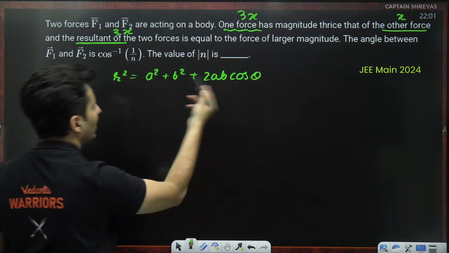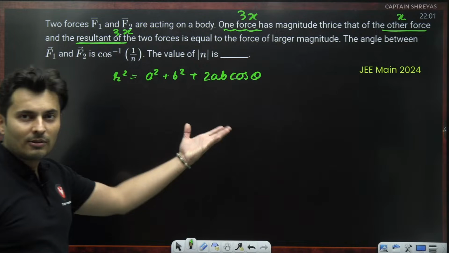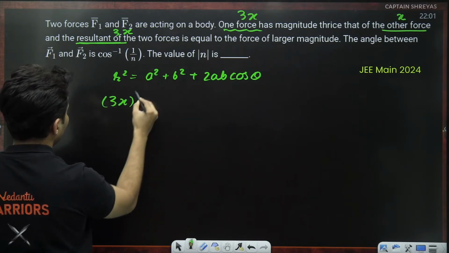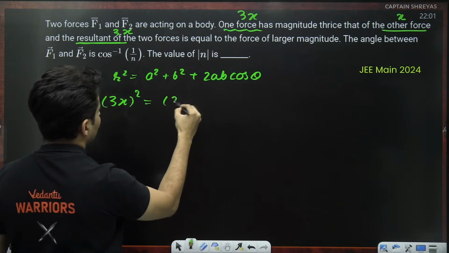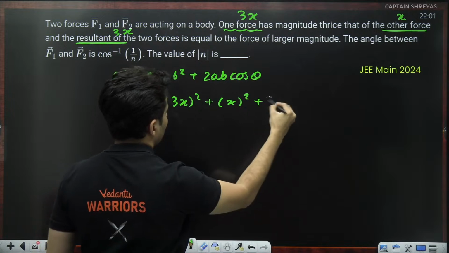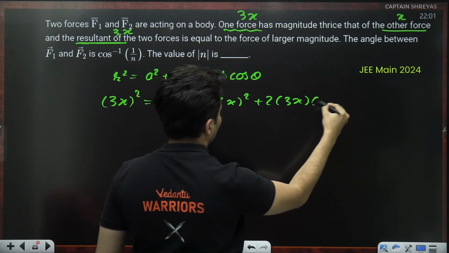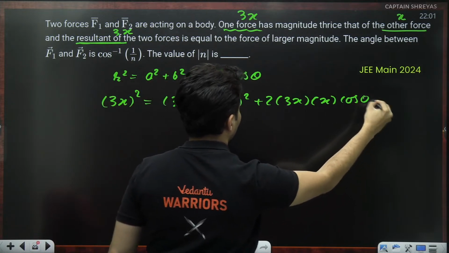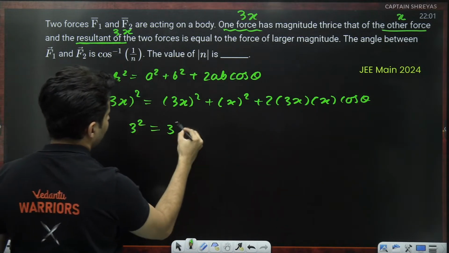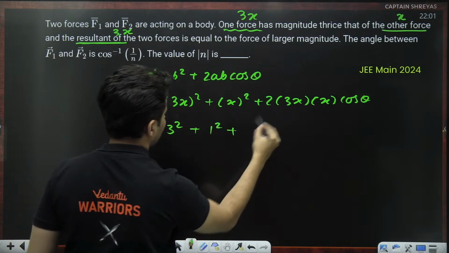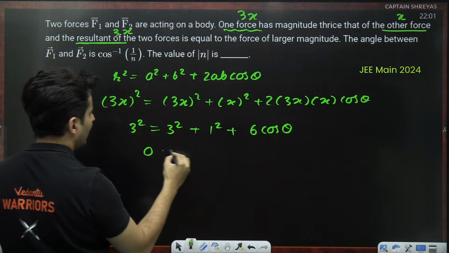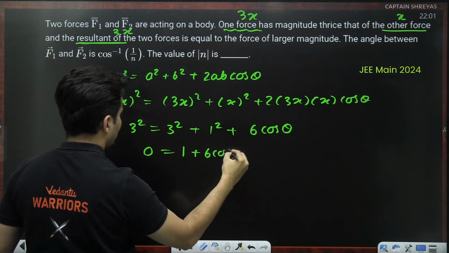You can also see that cos theta promotes your vector addition formula. So resultant is 3x. First force is, let's say, 3x. Other force is basically x, plus 2 into 3x into x into cos of theta. x cancels. So 3 square is equal to 3 square plus 1 square plus 2 3s are 6 cos theta. 3 square cancel. So 1 plus 6 cos theta.